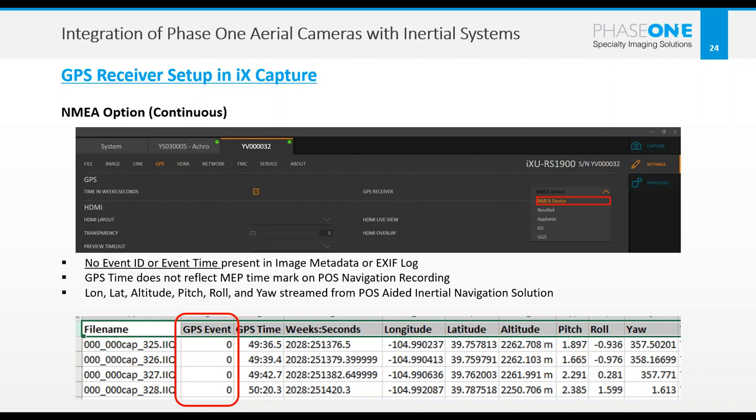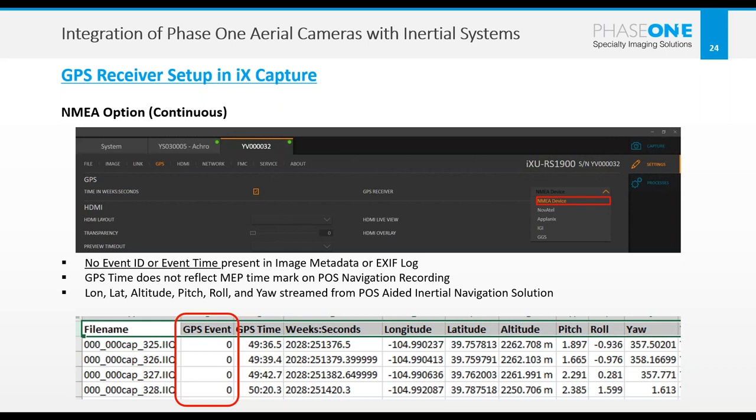It will only represent a timing and a position that was allowed to enter and to be stamped into the image in a period of time of 1 second. So no event ID or no event time is present in the image metadata or the EXIF log.